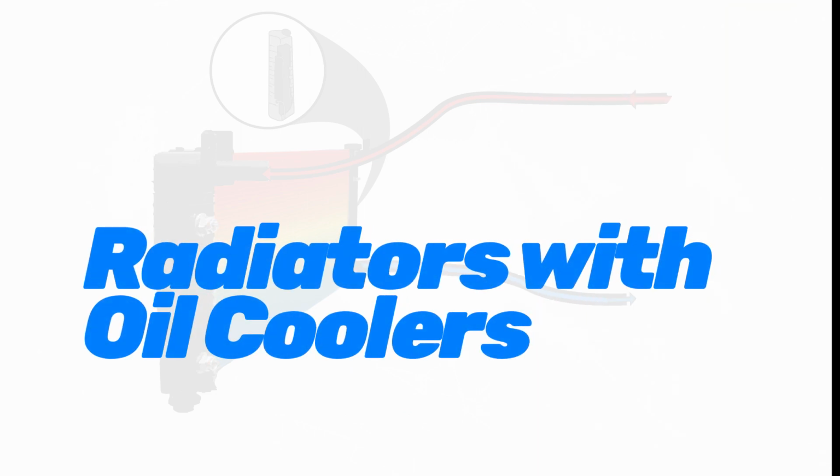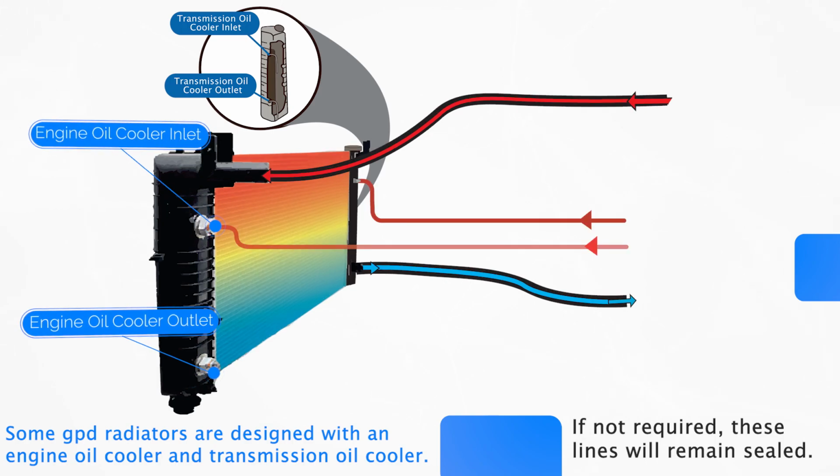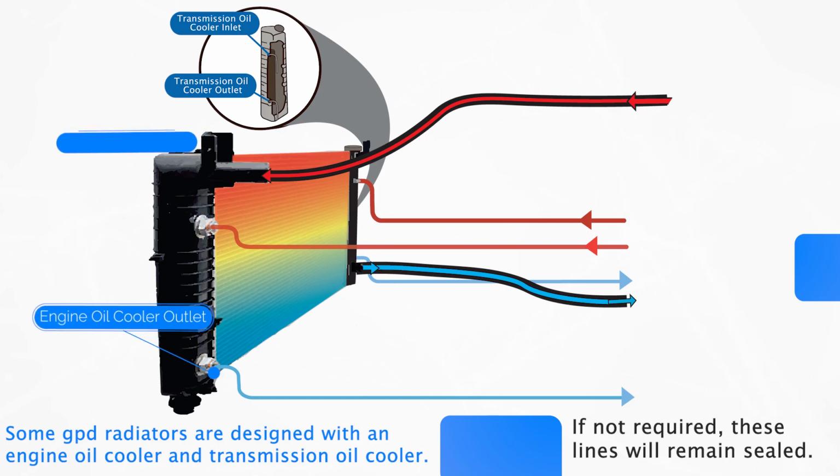The engine oil and transmission oil coolers function similarly to the radiator, dispersing oil to expel heat. The oil enters and exits through separate lines from the coolant. If oil interacts with coolant, the oil will thicken and lose lubricating properties.